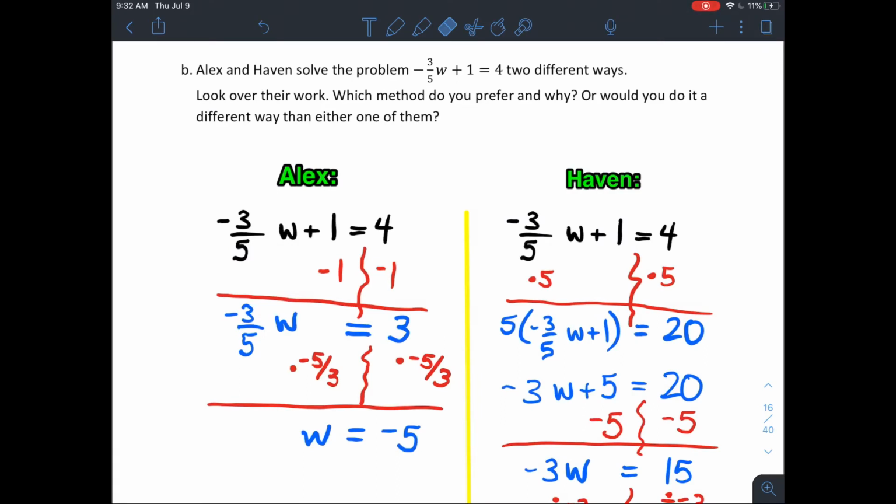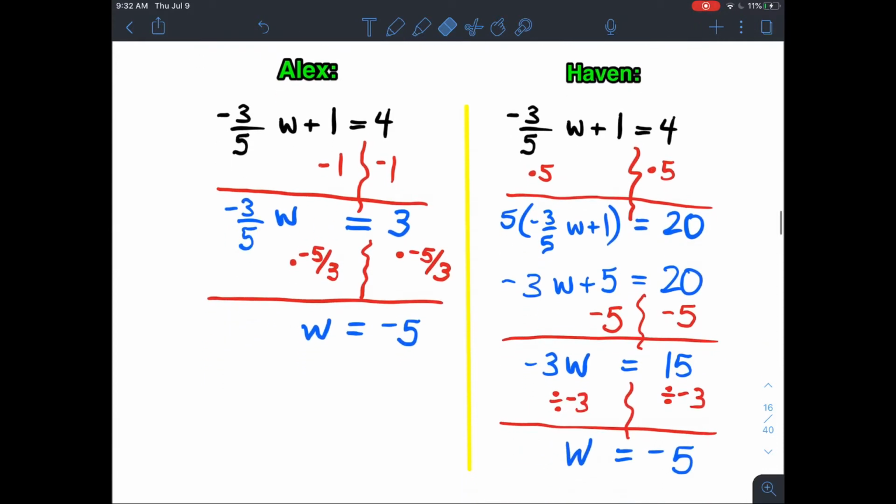We're going to look at a couple of different ways that students solve the problem -3/5 w plus 1 equals 4. So let's start with the way that Alex did it. So what Alex did is, to start with, he went ahead and said, I'm going to get this -3/5 w that has my variable in it by itself. So he subtracted 1 from both sides. And then since it was -3/5 times w, to get w by itself, he divided both sides by -3/5, which is the same thing as multiplying by -5/3, and he ended up with w equals -5.